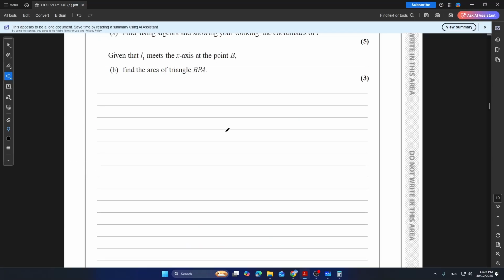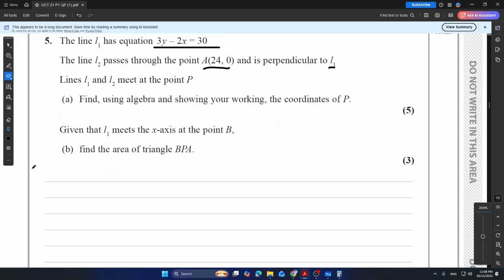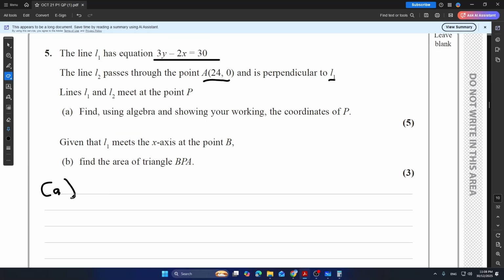So we need to understand now. This is a question. It gives us the line L1 has this equation. The line L2 passes through this point and it's perpendicular to L1. And lines L1 and L2 meet at point P, and find using algebra the coordinates of P. Okay, this is going to be a little bit of a long one, but it is easy as well. So let's look at this question.